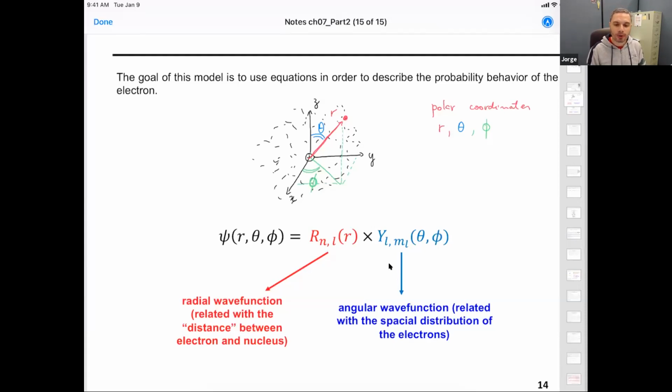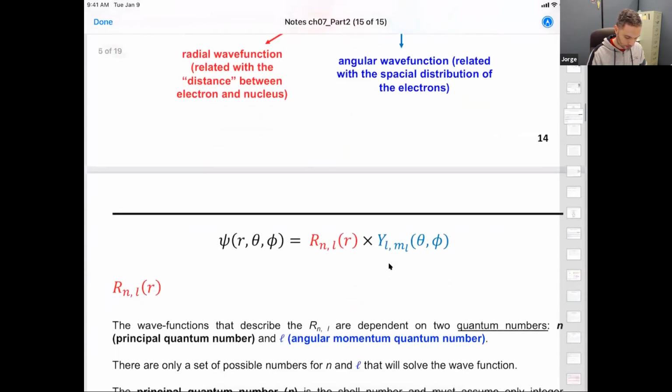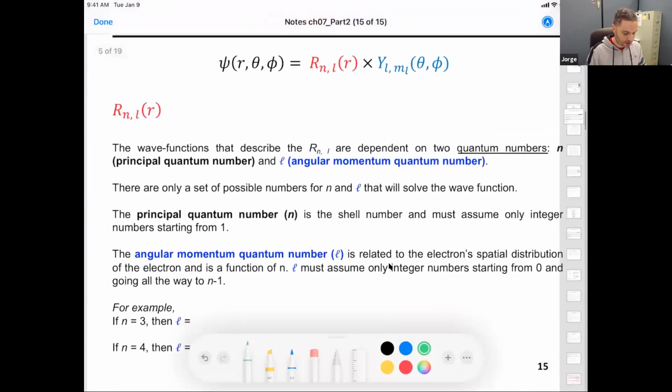Okay, so now it's a good time to split this whole wave function. So let's talk about the radial wave function, and then we will move on to the angular wave function. So remember that the combination of these two will describe the probability to find the electron in the space. Okay, so let's start with the radial function, which is the first part of the equation.